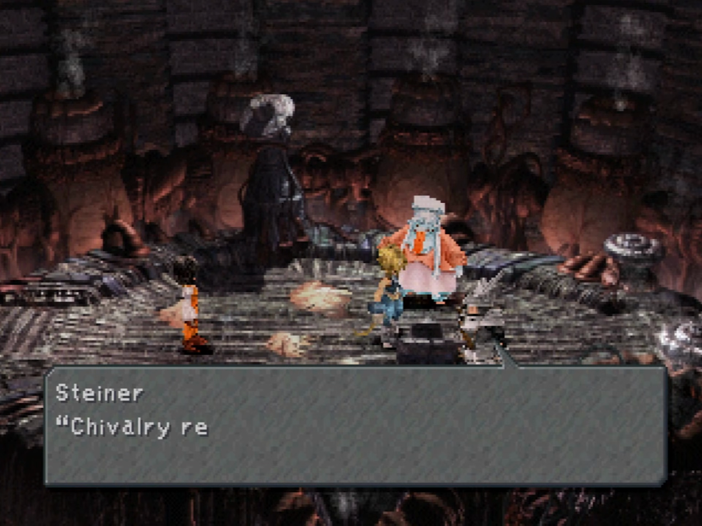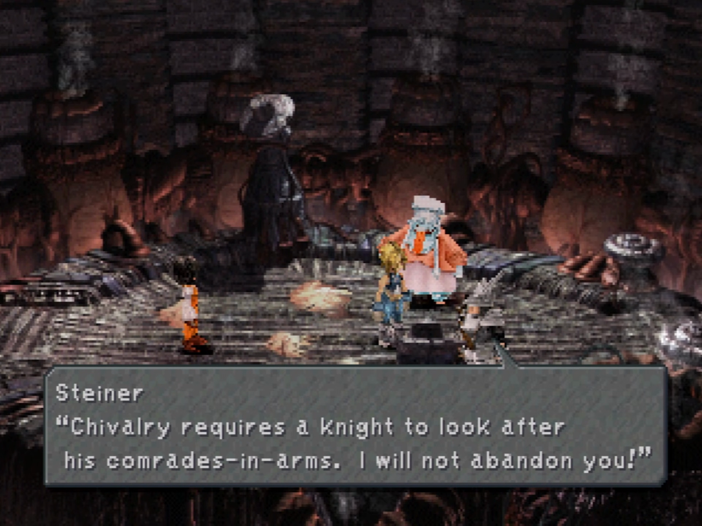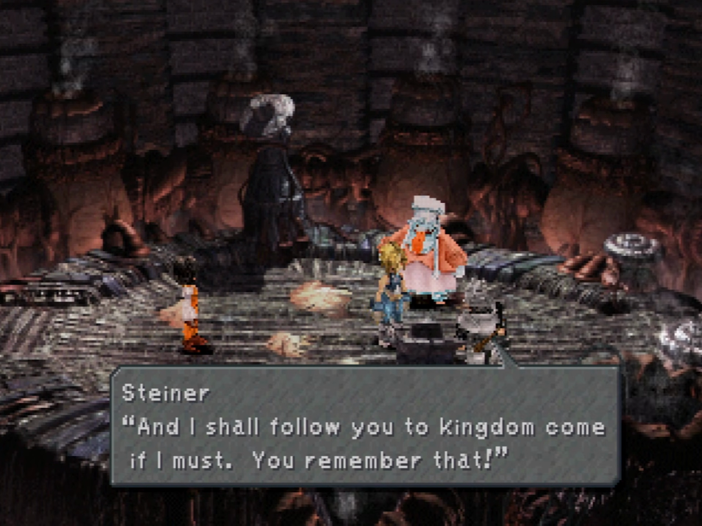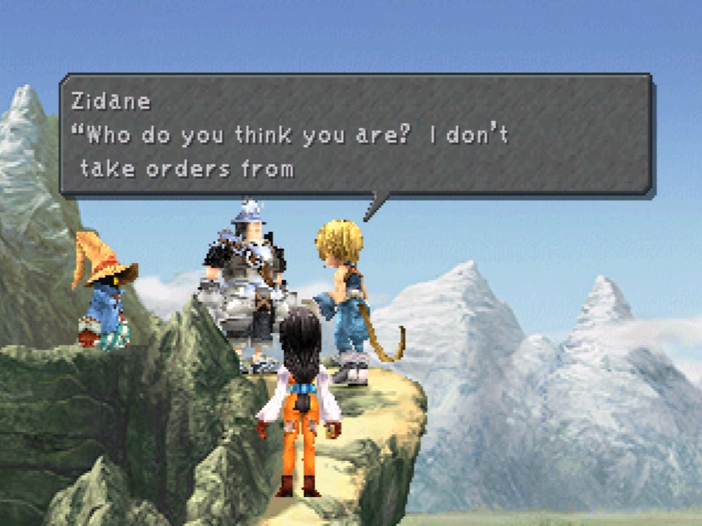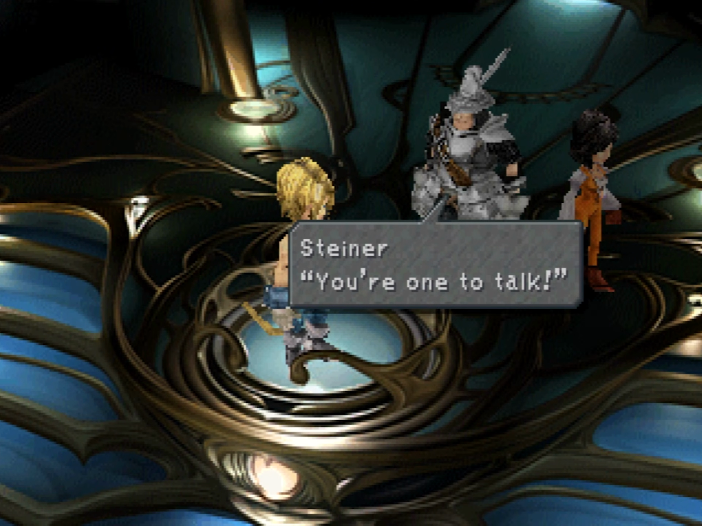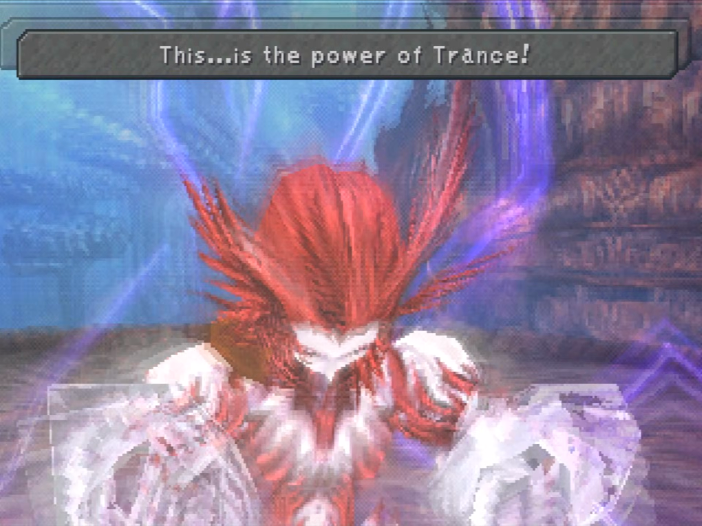It's heartwarming to see any of these characters stick up for Zidane this way, but the highlight for me was definitely seeing Steiner pledge his sword to Zidane. Despite their initial antagonism and clash of personality, they may be a little more like each other than they first assumed. The final fight has you take on a tranced Kuja.